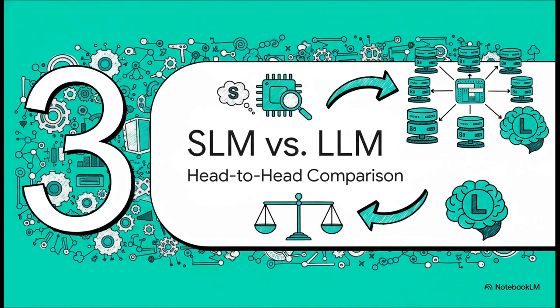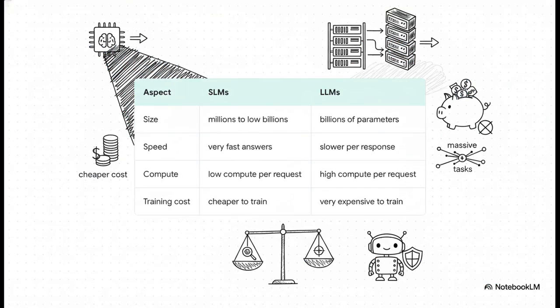Okay, so we've got the what and the how. Now for the million-dollar question. How do they really stack up against the big guys, the LLMs? Let's do a direct comparison. And wow, when you put them side by side, the differences are just night and day. SLMs are working with parameters in the millions to low billions. LLMs, we're talking high billions, even trillions.